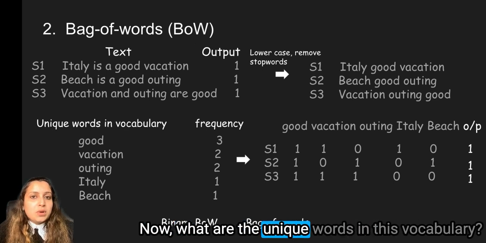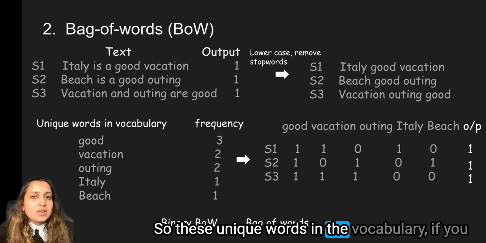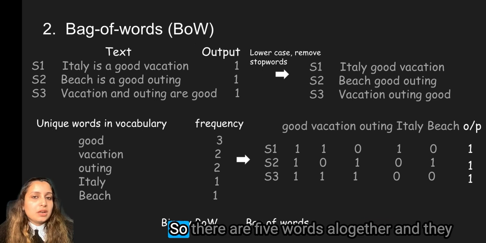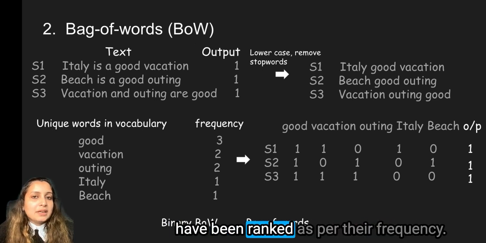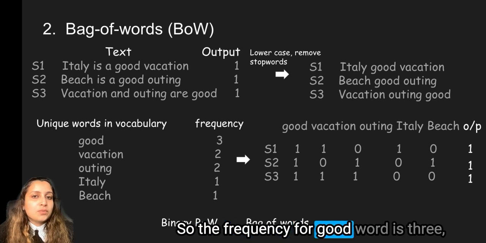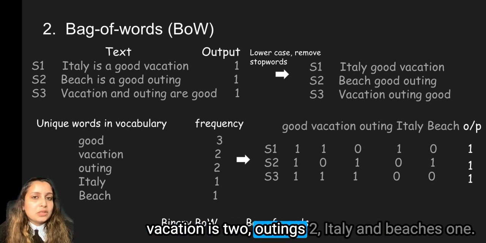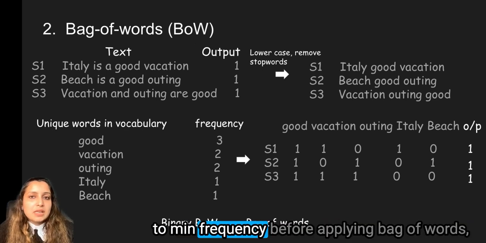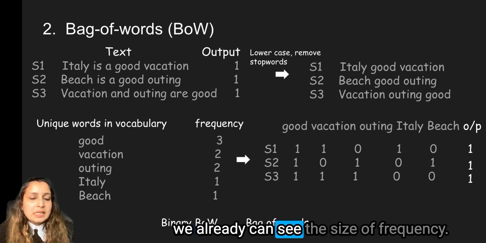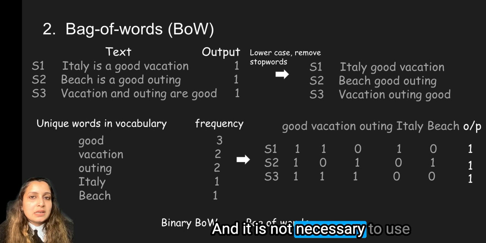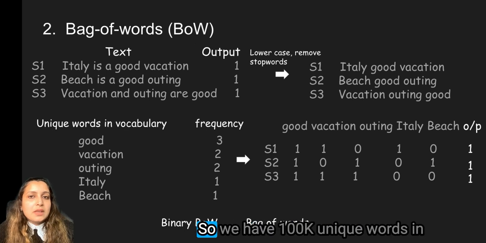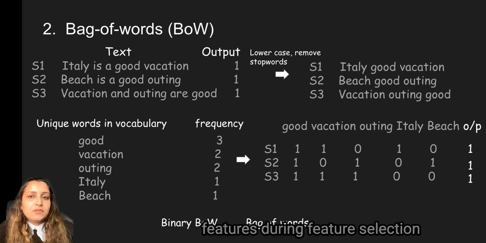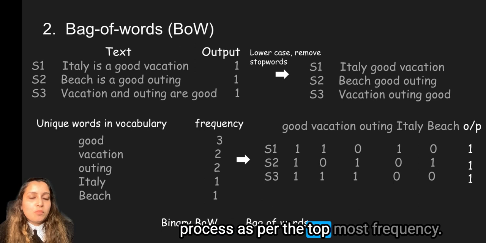Now, what are the unique words in this vocabulary? The unique words in the vocabulary are good, vacation, outing, Italy, and beach. So there are 5 words altogether, and they have been ranked as per their frequency. The frequency for good is 3, vacation is 2, outing is 2, Italy and beach is 1. So it is aligned from max frequency to min frequency. Before applying bag of words, we can already see the frequencies, and it is not necessary to use all the words in the vocabulary. Say we have 100k unique words and some of them have frequency 1. We can pick important features during the feature selection process as per the topmost frequency.